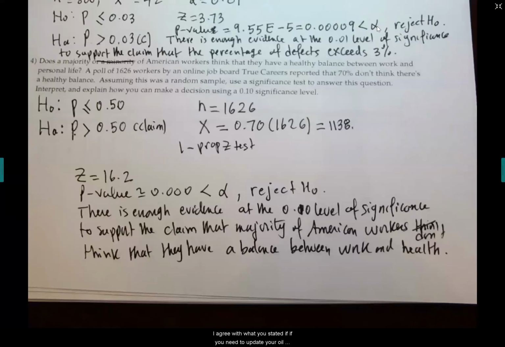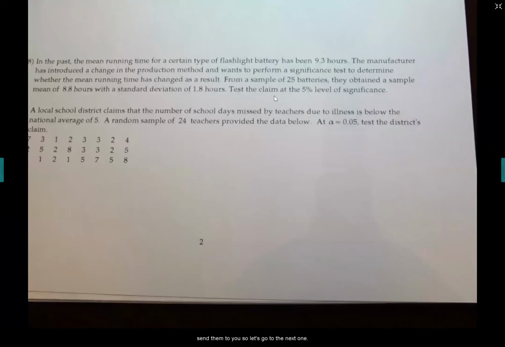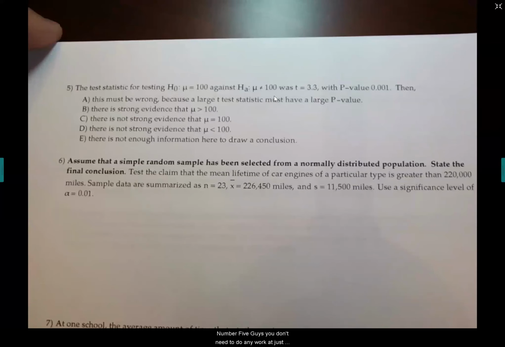Yep, I agree with what you stated there. If you reject H0 and the claim is in HA, you support the claim, guys. That's how it works. Again, I will share this with you later. I'll scan them and send them to you. So let's go to the next one. Number 5, guys, you don't need to do any work. You just tell me what the answer is.